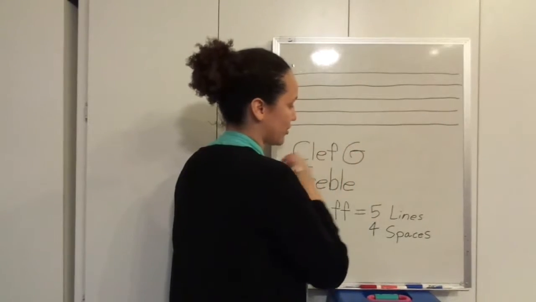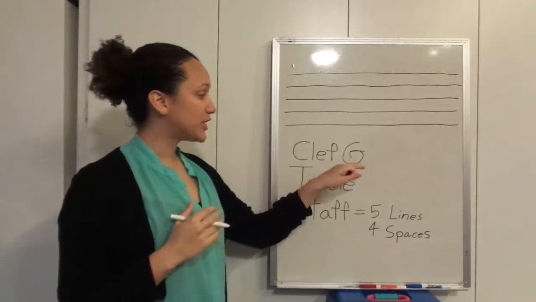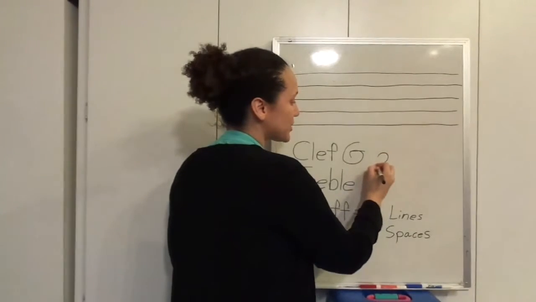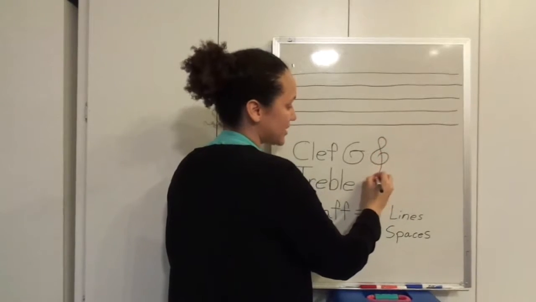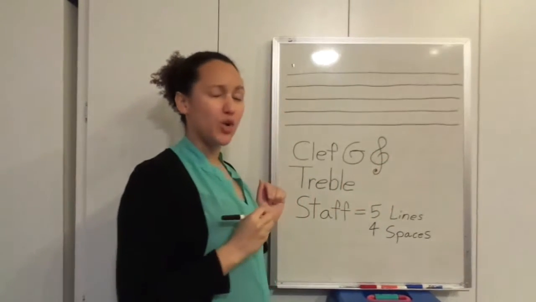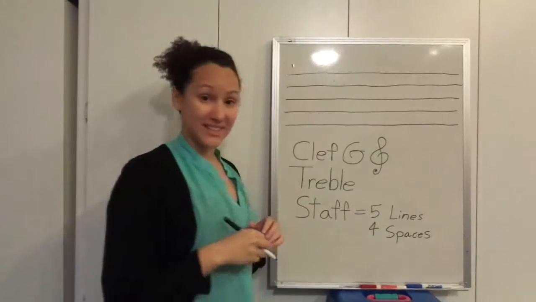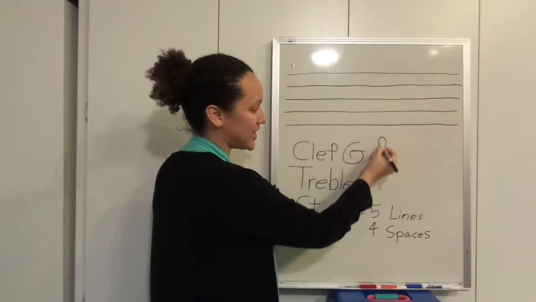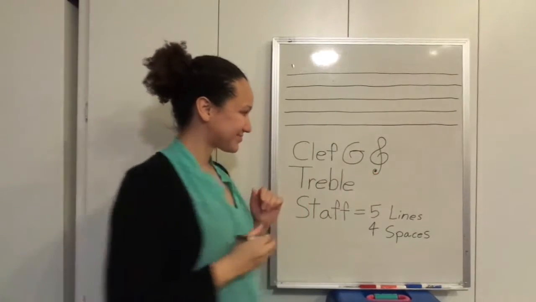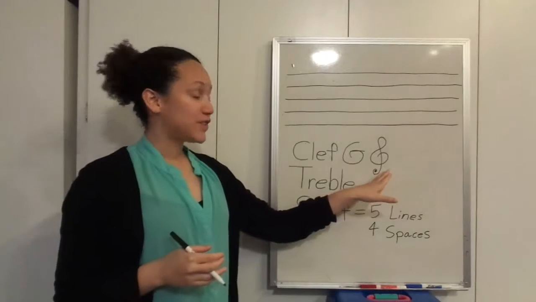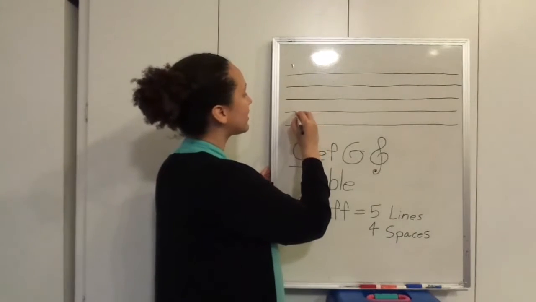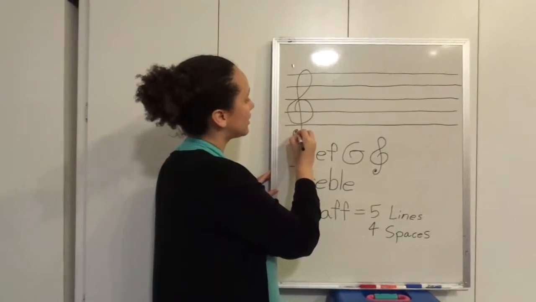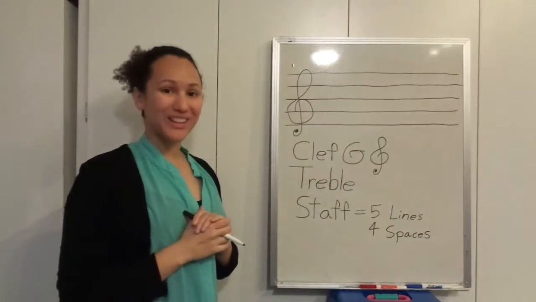I'll put a little line across. The G clef originally looked like a G, but then it got switched around and swirled a bit. So it now looks like its own thing. This symbol here is the G clef. So you can see it kind of starts out looking like a G and then gets fancy. Now if the G clef is right here on the staff, then we call it the treble clef.